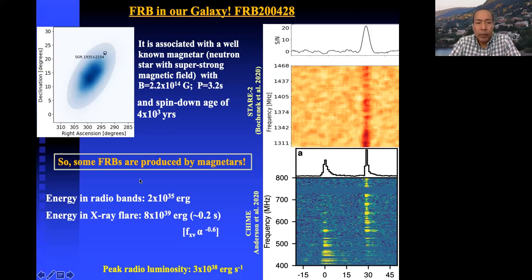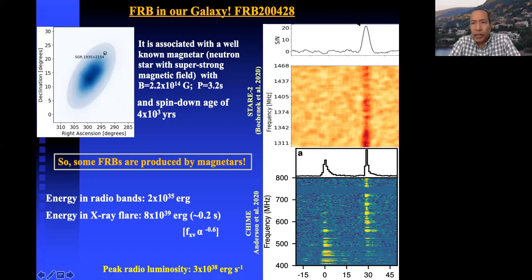The energy output of this event was 2 times 10 to the power 35 ergs in the radio band, but a lot more energy came out in the X-ray flare. About 40,000 times more energy came out in the X-ray band.